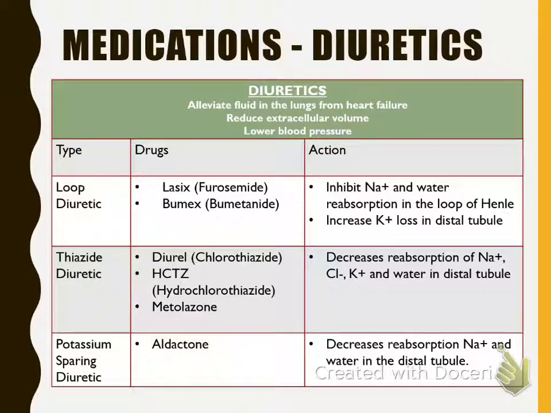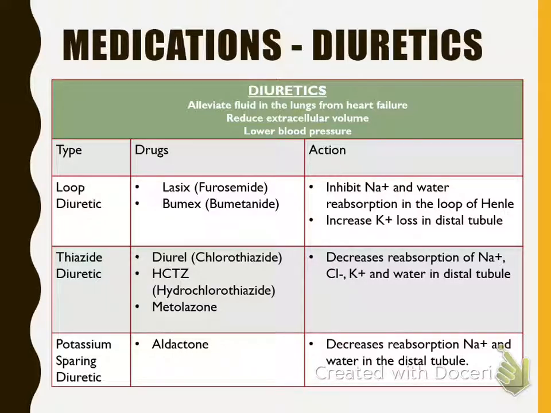I get them mixed up sometimes too, so just know this one, the potassium-sparing diuretic. What do you think it's named? Aldactone. What do you think it works on? Aldosterone. The meds that block aldosterone are potassium-sparing diuretics.